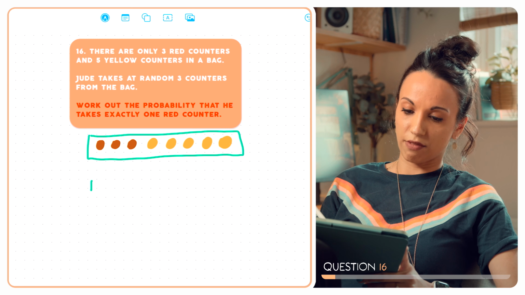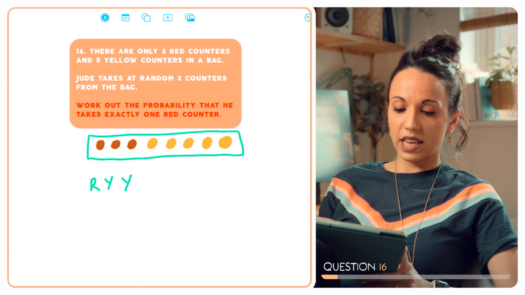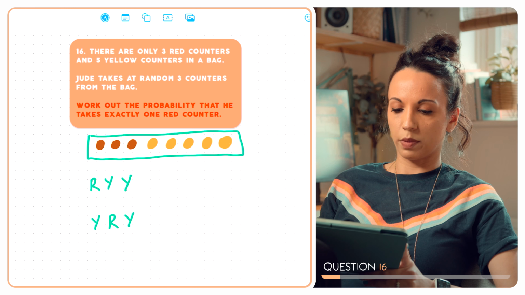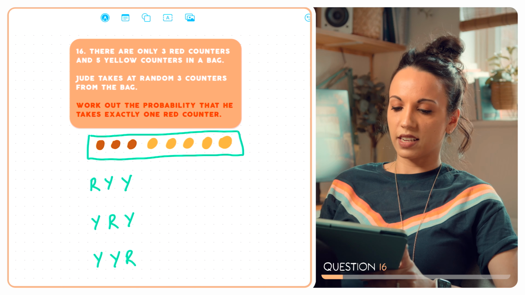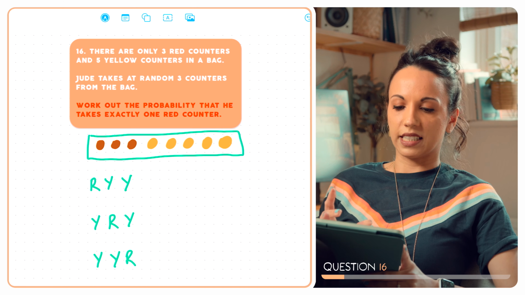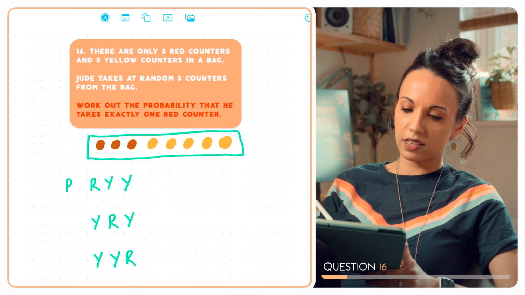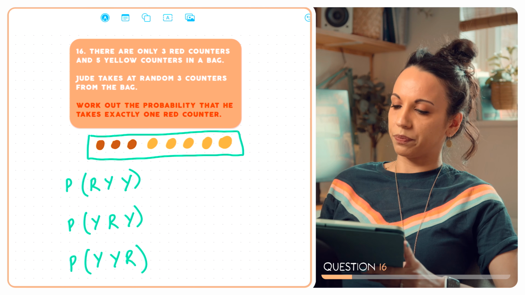Well, he could either get the red first, and then he could get 2 yellows, or he could get a yellow first, then a red, and the third pick will be a yellow, or he picks 2 yellows and finally a red. So those are the 3 cases where he could take out 3 counters and get exactly 1 red. So we need to work out the probability of all of these events happening. So let's start with the top one.